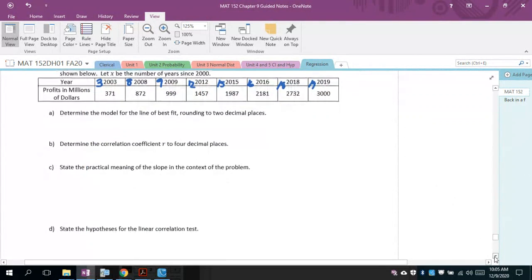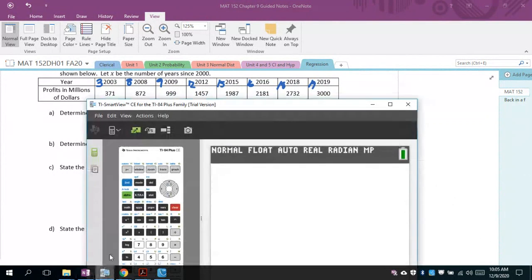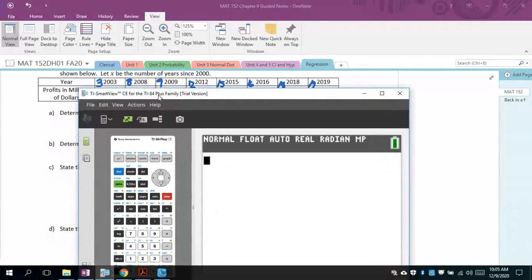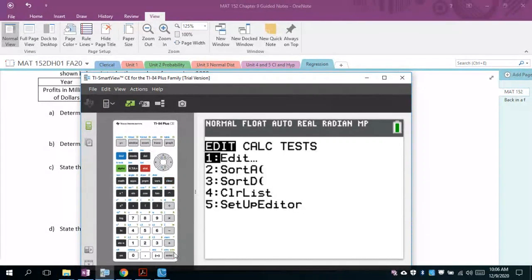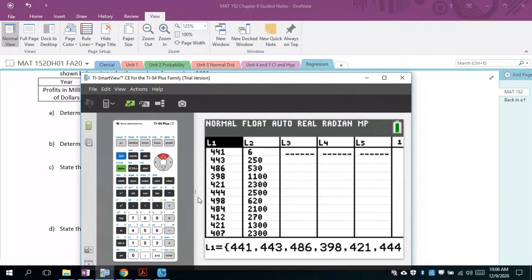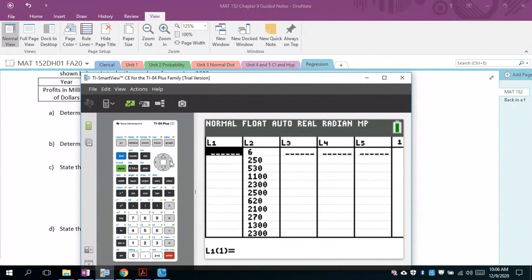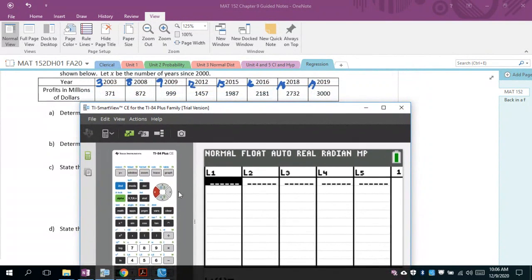No, that won't. There. All right, so what I'm going to do here is, first off, go to Stat and Edit. I'm going to clear these lists. Again, do not delete them. So in L1 will go the years since 2000. So, 3, 8, 9, 12, 15, 16, 18, and 19.